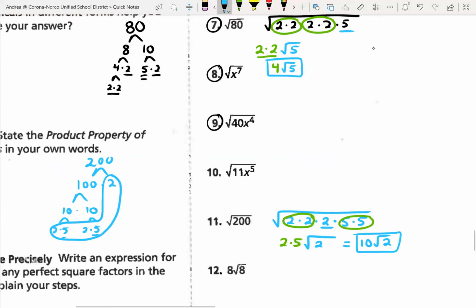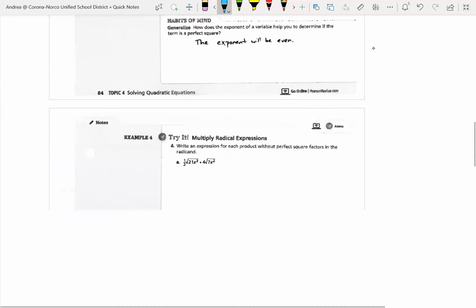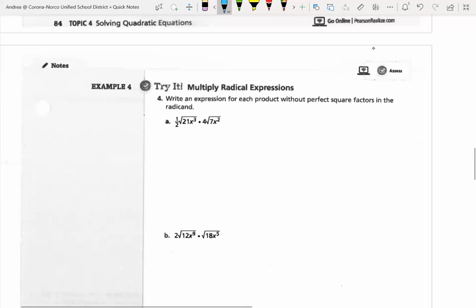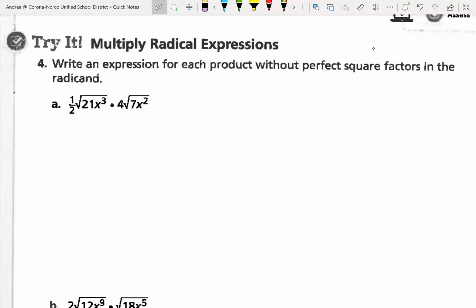Okay, so now we have to go back to our other page, Example 4, so just turn back to page 85. And now we need to multiply radical expressions. When we multiply radical expressions, you multiply the things on the outside together and you multiply the things on the inside together. Okay, they don't mix. Outside stuff doesn't multiply by inside stuff and inside stuff doesn't multiply by outside stuff.